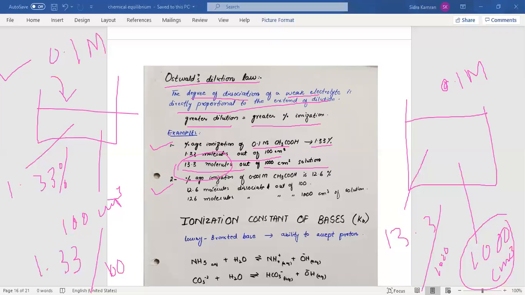In the second example, the percentage ionization of 0.001 molar acetic acid is 12.6%. We are taking the same acid but with a different concentration, 0.001 molar. That means the molarity is very low. So its percentage ionization is 12.6%, which means 12.6 molecules are dissociated out of 100. But if you are taking 1000 centimeter cube of solution, you are diluting the solution, you have added more water, then 126 molecules are dissociated.